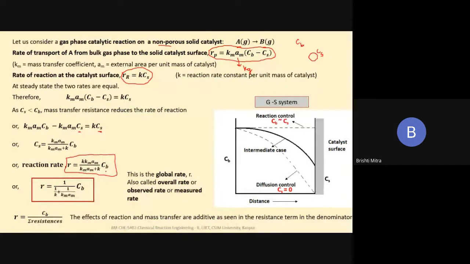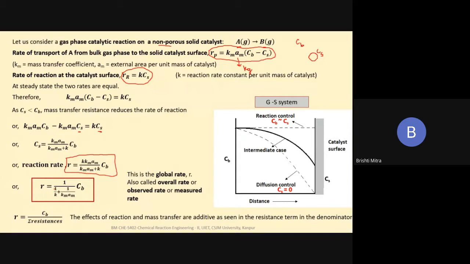This reaction rate is known as the global rate, or the overall rate, or the observed rate, or the measured rate. All of these mean the same thing. So if I carry out a heterogeneous reaction in my laboratory and measure the rate, it will be called the global rate because it will have the effect of both kinetics as well as mass transfer.